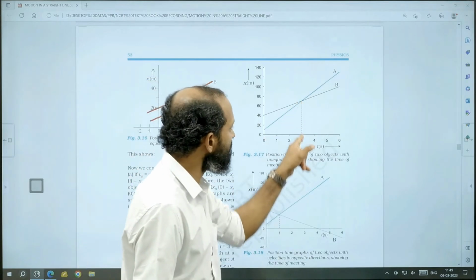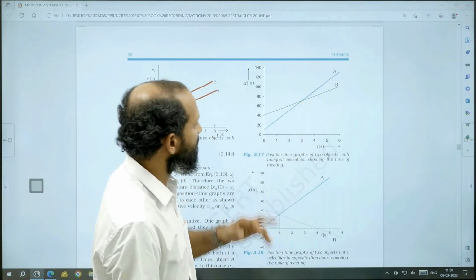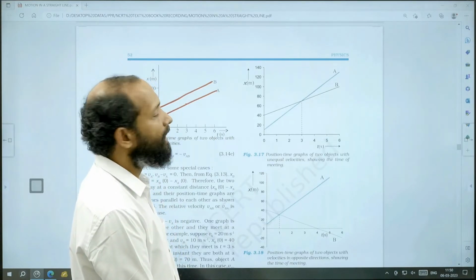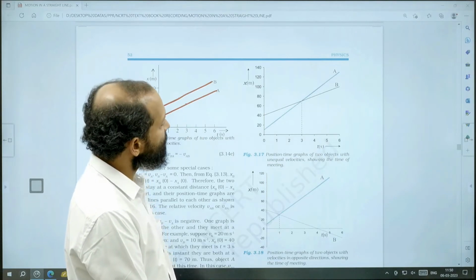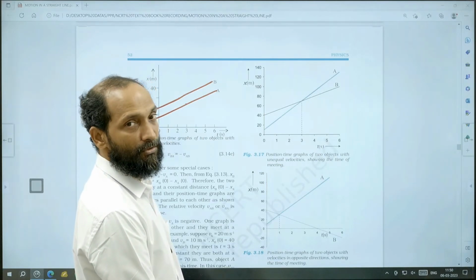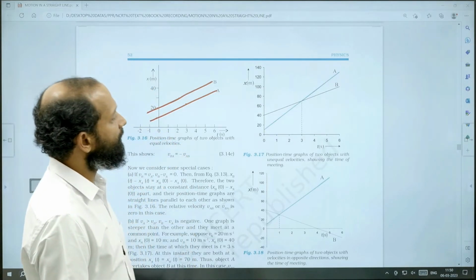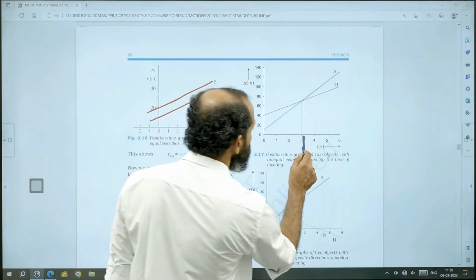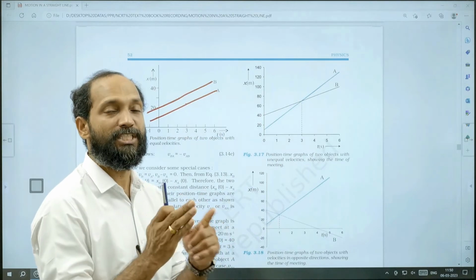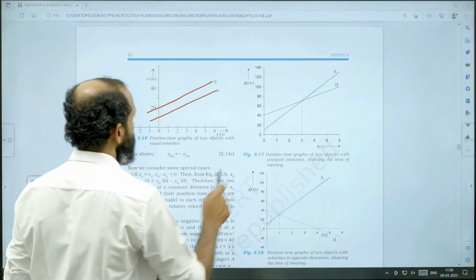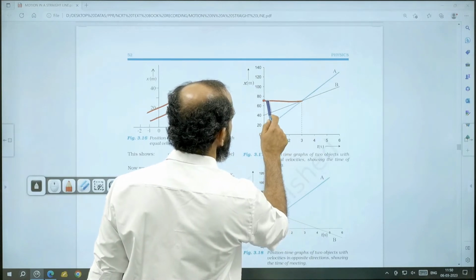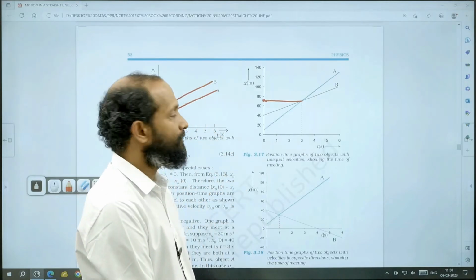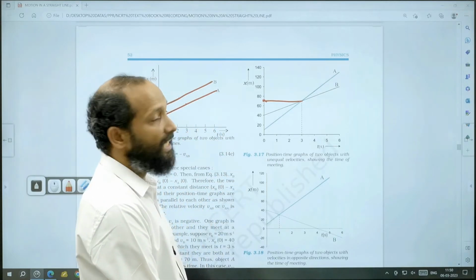So what is the intersecting point meaning? At that time, 3 seconds, velocity of A is not equal to velocity of B. At every instant of time, A is faster than B because slope of A is greater. So at 3 seconds, they are at the same position. What is that position? We can find out that position by extrapolating here, close to 70 meter. That means at 70 meter distance from origin, A overtakes B.